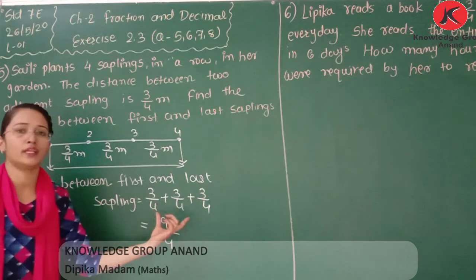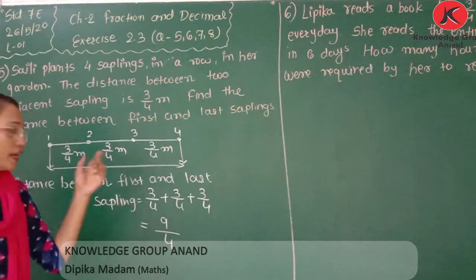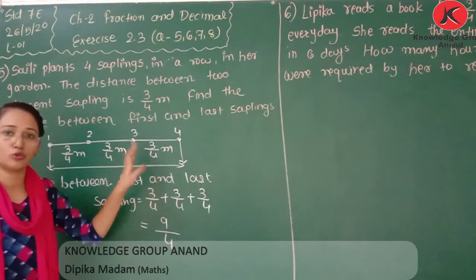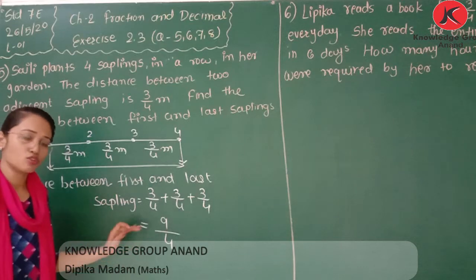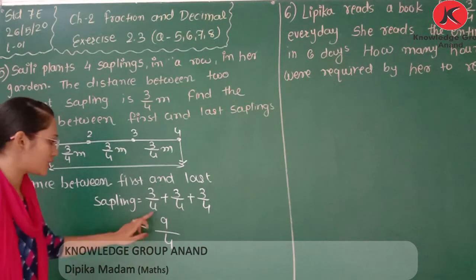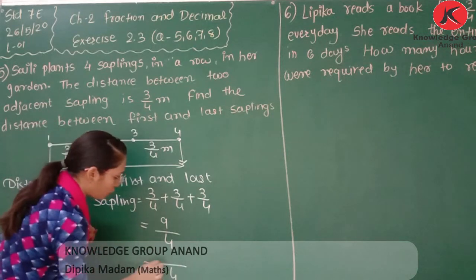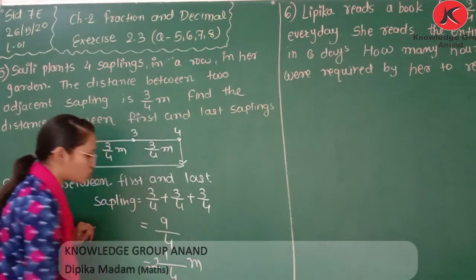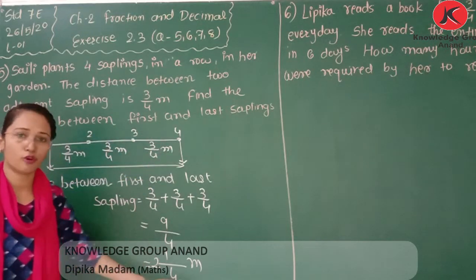If the denominators are different, if here all the distances were different and the denominators were different, then we would have to take the LCM. Okay, but here the denominators are the same, so you can directly add the numerators, that is 9 by 4. You can convert it into a mixed fraction, 4 twos are 8 plus 1, 2 and 1 by 4 meter. So the total distance from first to last sapling is 2 and 1 by 4 meter.